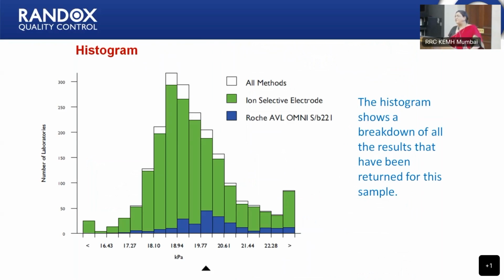It shows the breakdown of the peer data expressed in terms of the bar graph. The white portion indicates all methods. Green stands for your method, the method the lab is registered for the specific parameter. And the blue part indicates the instrument specific peer, the spread of the data. The triangle shows in which bar the laboratory results are lying.